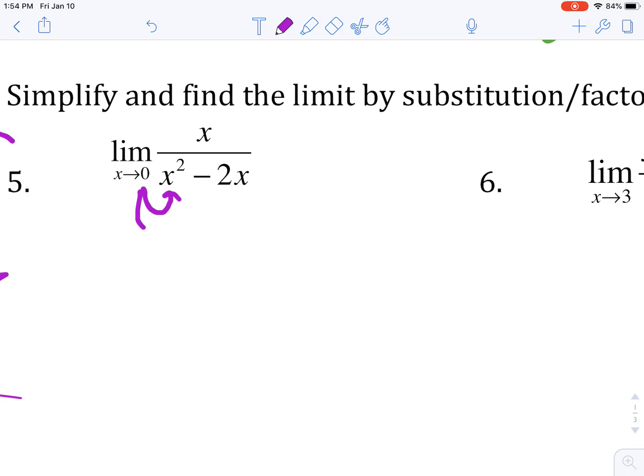You try to take that limit as x approaches 0. Try to actually put 0 in for the x's and see if that works for you. The only time it doesn't work is if it causes the denominator to be 0, and that does. If I put 0 in for both of these denominator x's, I get 0 minus 0, and that is 0. That's a no, no dividing by 0.